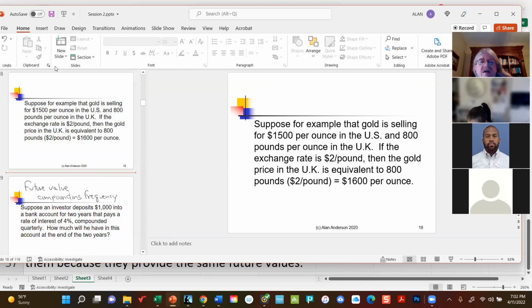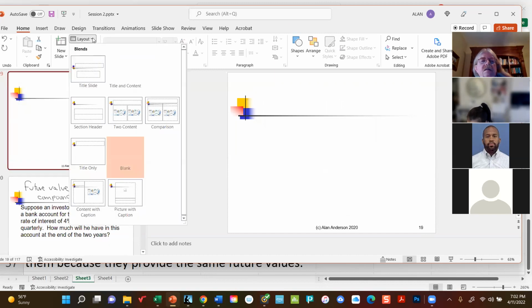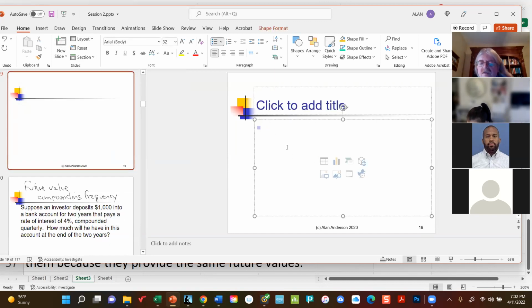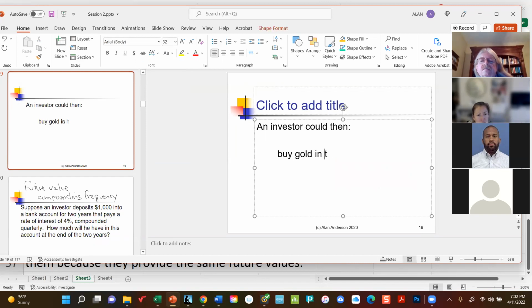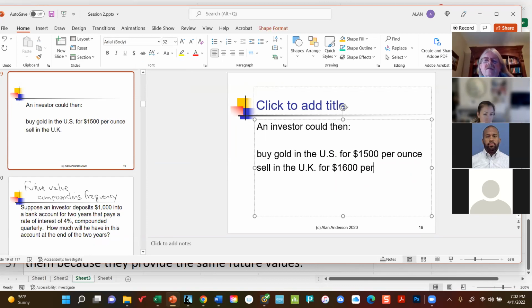Well, assuming that this is possible, if you're a dealer, this shouldn't be a problem. An investor could then buy gold in the US for 1,500 per ounce and then resell it in the UK for 1,600 per ounce. Earn 100 per ounce profit.